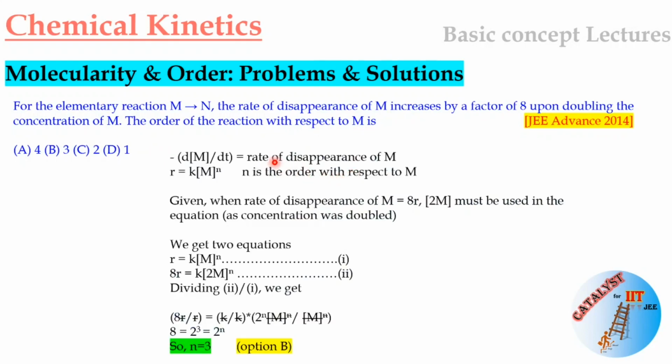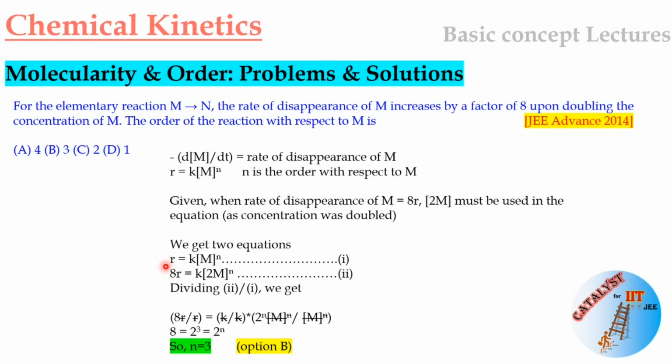Now the solution is here, where the rate of disappearance of M is minus d[M]/dt. So rate can be expressed as k[M] to the power n, because n is the order and we don't know what the order is at this point. So we need to find out the order of the reaction with respect to M. Now given that when the rate of disappearance of M becomes 8 times, it was R but now it becomes 8R, then you need to double the concentration of M. That means you had M here, but now you need to put 2M instead of M in the rate equation.